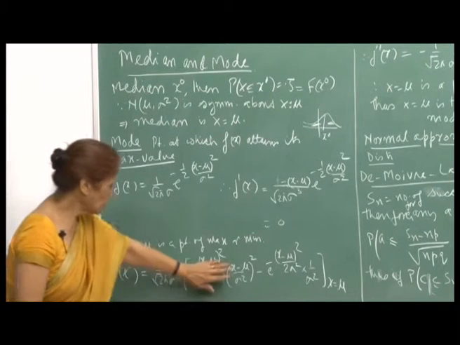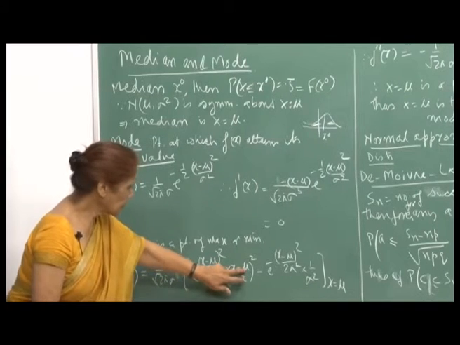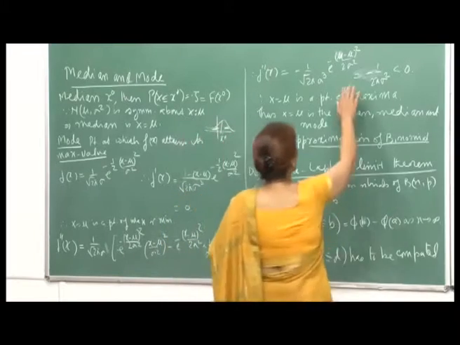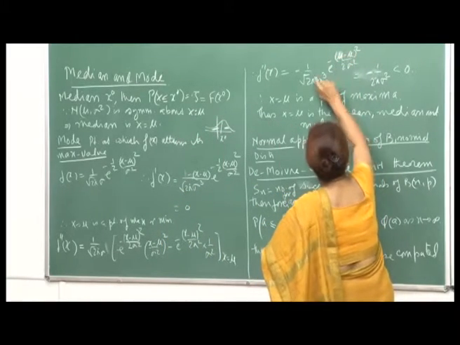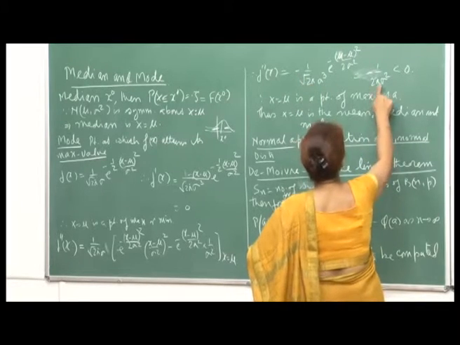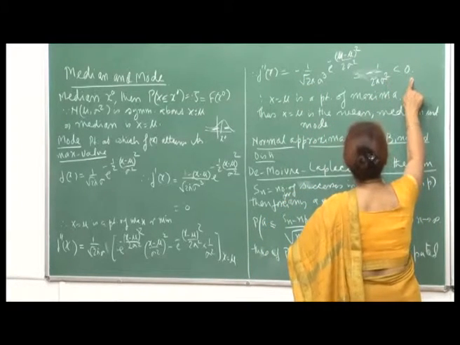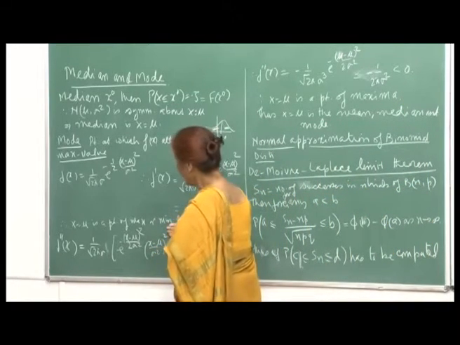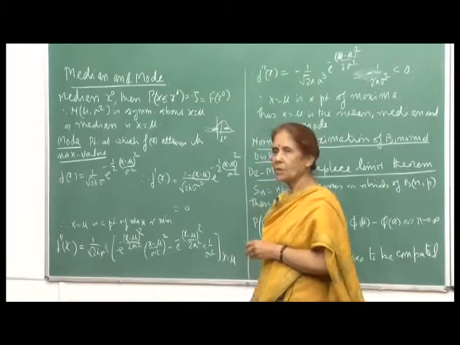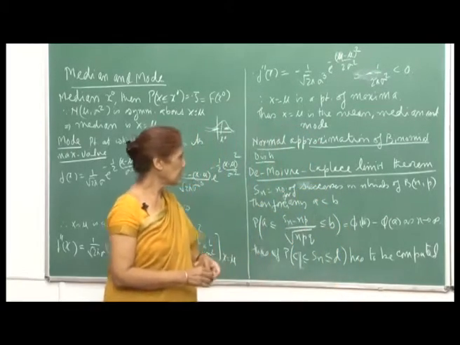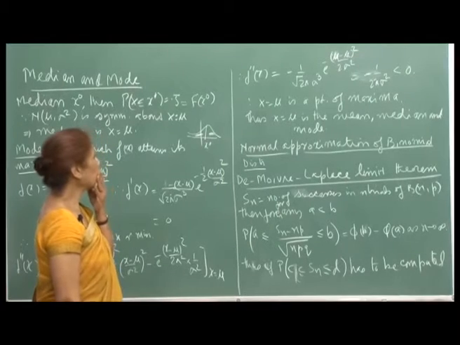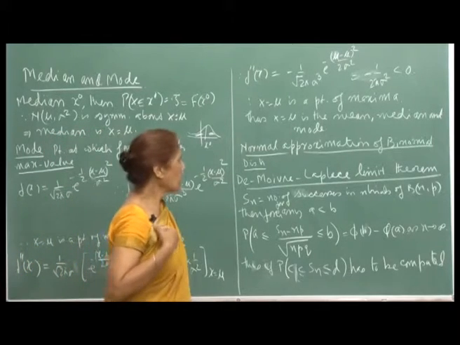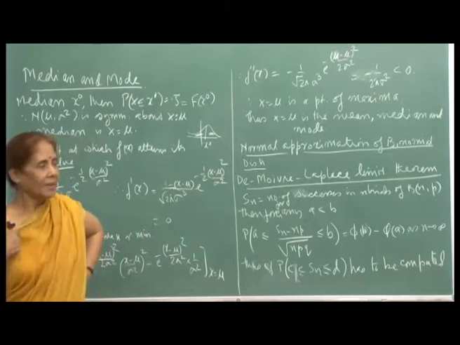Then you see this portion goes to 0 because x equal to mu, and here also when you put x equal to mu, you essentially get e raised to 0, which is 1. So you simply get minus 1 upon 2 pi sigma square, which is less than 0. If the second derivative has a negative sign at a critical point, that point must be a point of maxima. So that much from calculus we can obtain. And so it is really interesting that x equal to mu is the mean, median and mode. It is all the things combined into one.